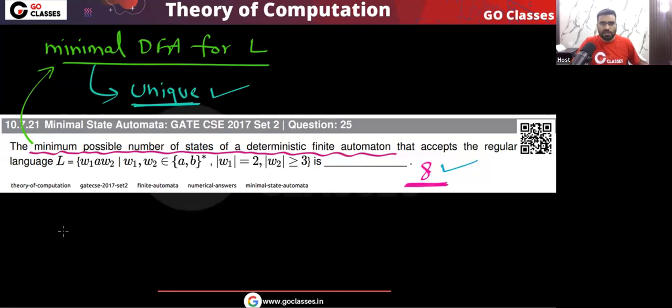Is this point clear? So this is a nice question. You have to just understand the language L. Just understand what strings belong to the language L, and then you can easily solve it. The answer will be 8.